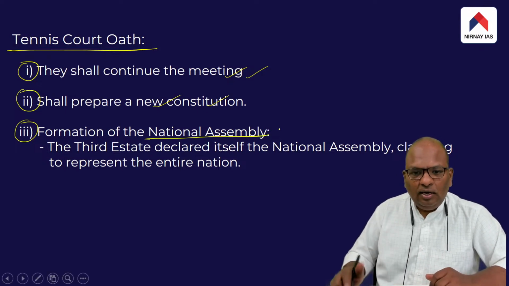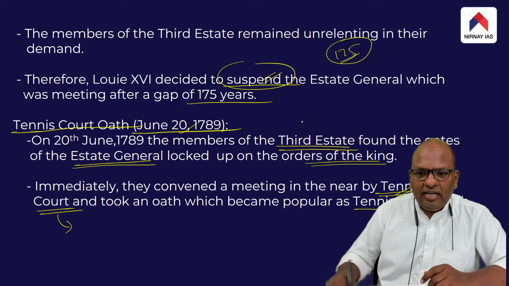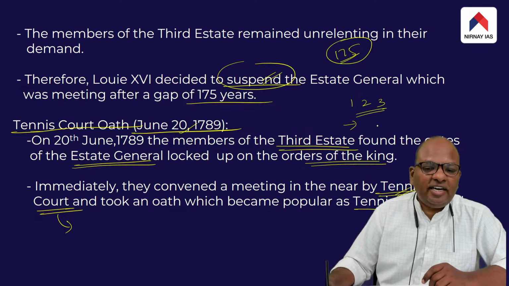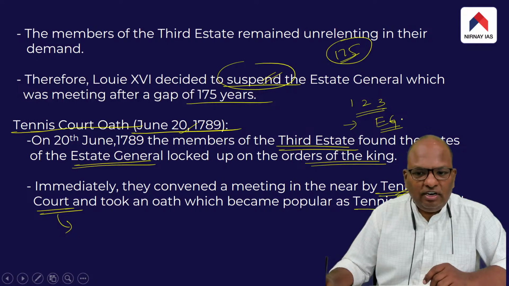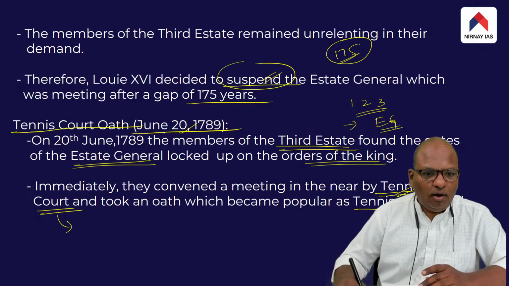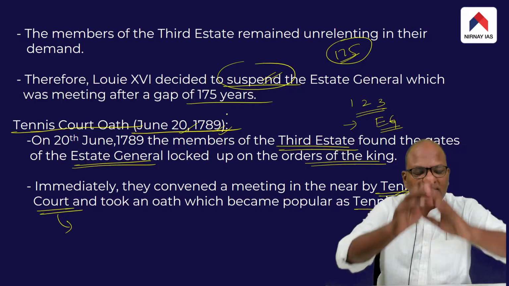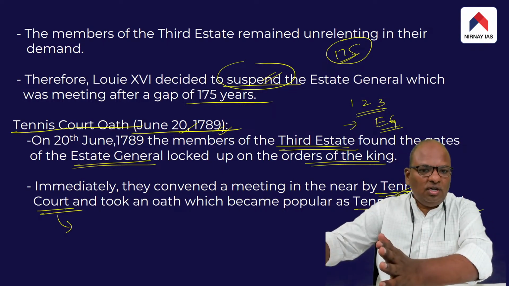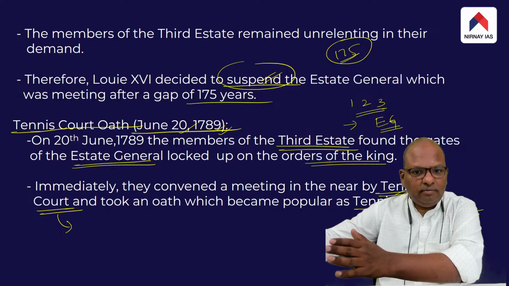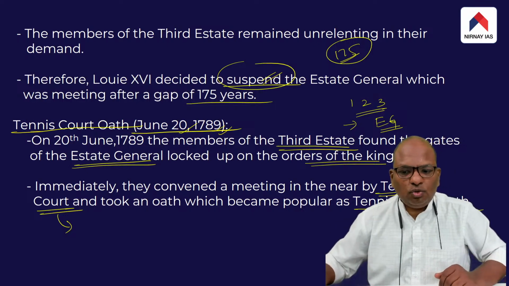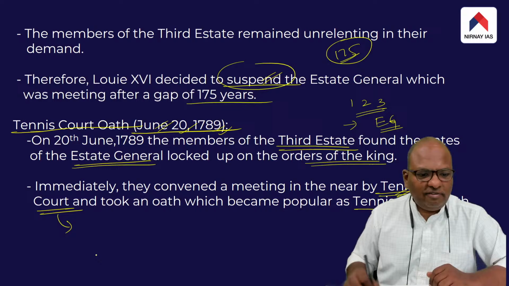Take a look at what happened on 20th June. Basically, because of the dispute between the members of the first, second, and third estates, the king decided to suspend the Estates General, which was meeting after a gap of about 175 years. When the members of the third estate assembled before the Estates General on 20th June 1789, they found the gates locked up, and immediately they went to a nearby tennis court, located close to the Estates General. They assembled in the tennis court and took an oath called the tennis court oath on 20th June 1789.